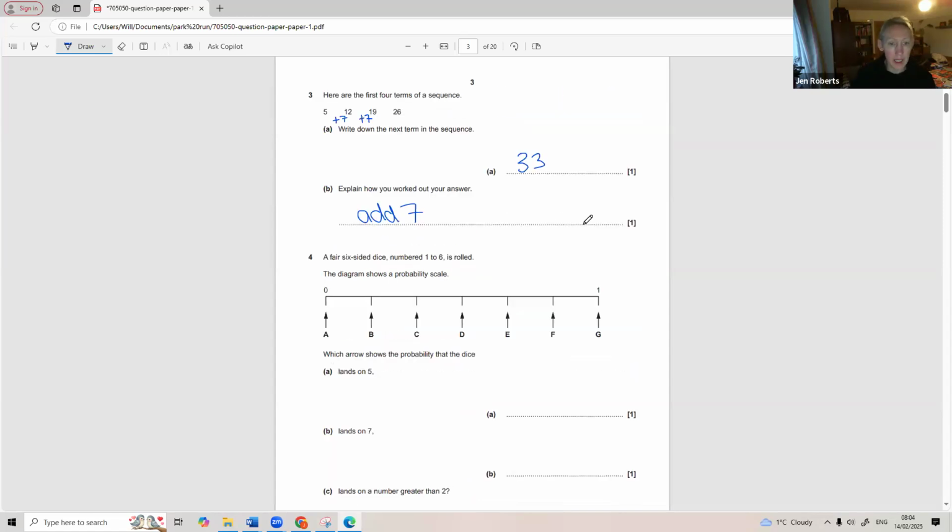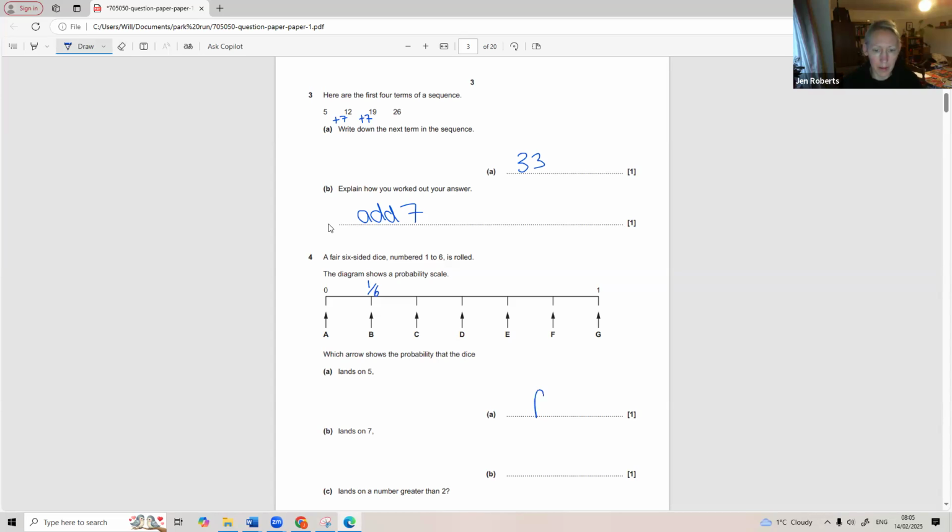Okay, a fair 6-sided dice, numbered 1 to 6 is rolled. So immediately, if I look at this line, it's been split up into 1, 2, 3, 4, 5, 6. And if you do roll a fair dice, what's the probability it's going to land on each number? It's 1 out of 6. So which arrow shows the probability that the dice lands on a 5? What's the probability it's going to land on a 5? 1 out of 6, because there's 1, 5, and there's 6. It doesn't want that answer, does it? It wants a letter. There's 6 numbers in total. So where's 1/6 on this number line? It would be here, because it's split into 6 equal pieces.